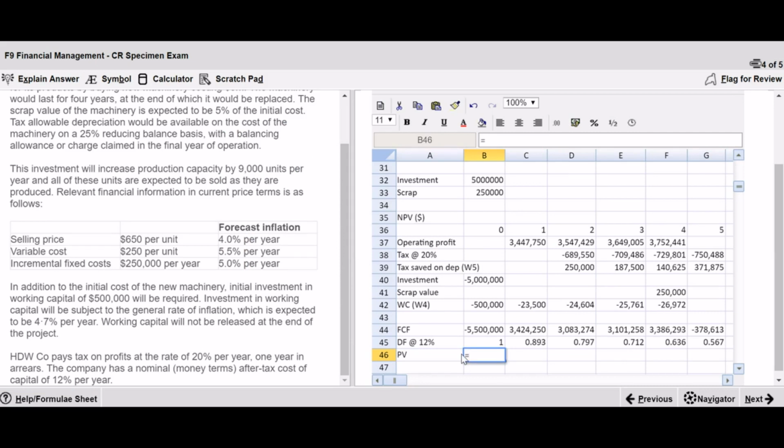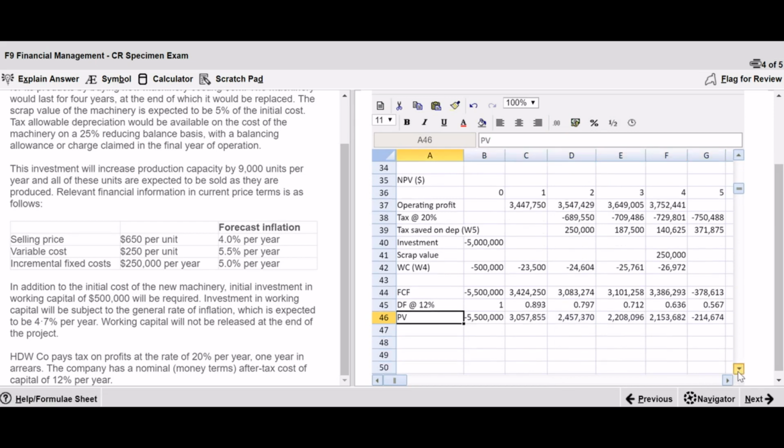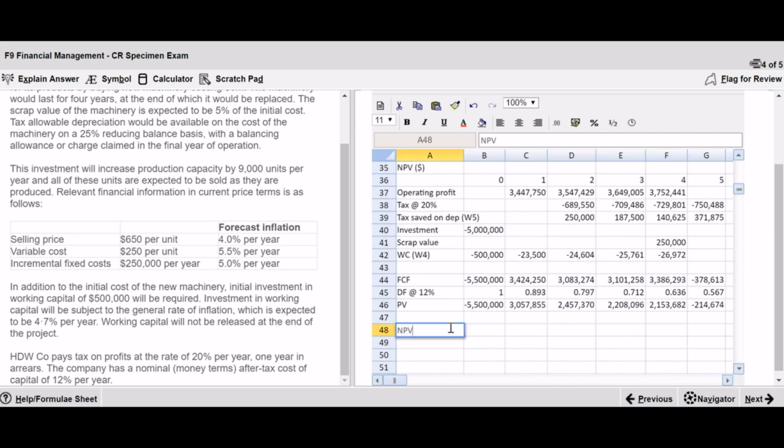Once we've got these discount factors at 12%, we're going to work out the present values here. We can take B44 and multiply that with B45, and drag this forward again to have the present values of all these years. And the final thing is we can take a sum of these present values. NPV is equal to the sum of B46 to G46. And this gives us the NPV here, which can be formatted this way.